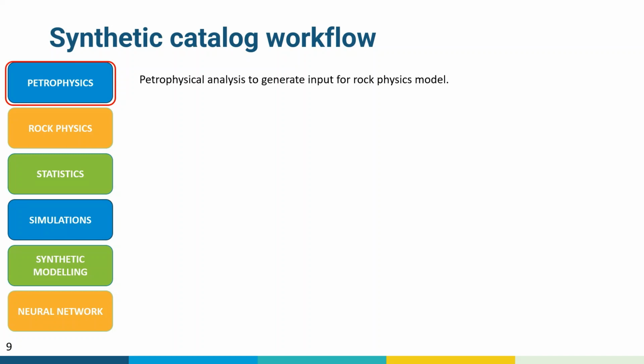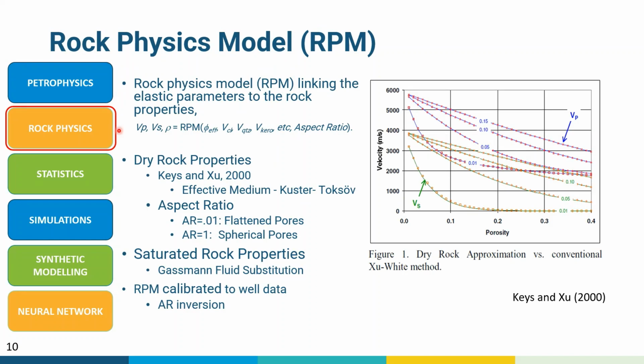The first step is to perform a petrophysical analysis to generate the input for the rock physics model. Next, we need to pick a rock physics model appropriate for unconventional reservoirs.